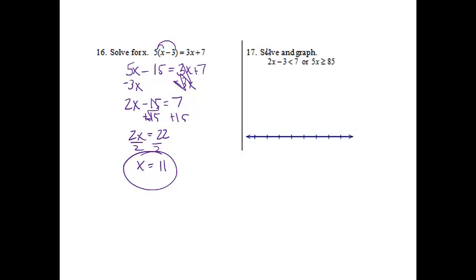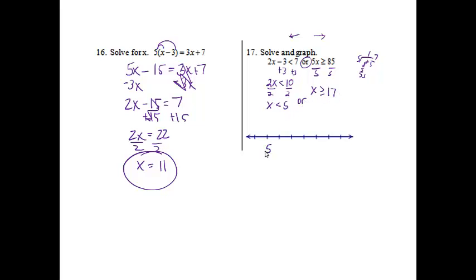Okay, number 17, solve and graph. We've got 2x minus 3 is less than 7, or 5x is greater than or equal to 85. I do see an or in this problem, so I do know I'm going to be headed in two separate directions. On this first one, I'll add 3 to both sides. So I'll get 2x is less than 10, and then I'll divide both sides by 2, and I'll get x is less than 5. And then working this other one, we'll just divide both sides by 5. So let's see, 5 goes into 85. I believe it's going to be 17 times, but we'll see for sure. Yep, 17 times. So x is greater than or equal to 17, and it was an or.